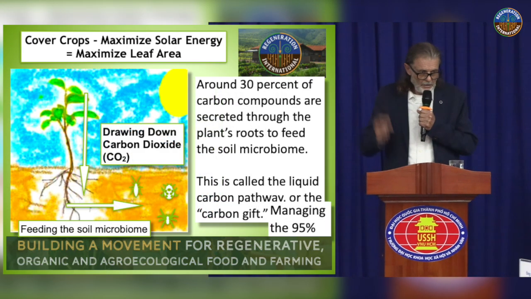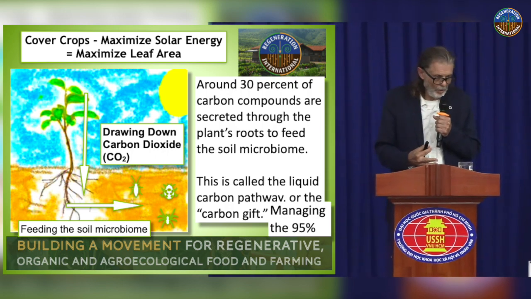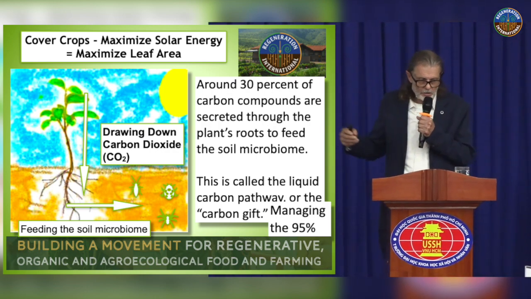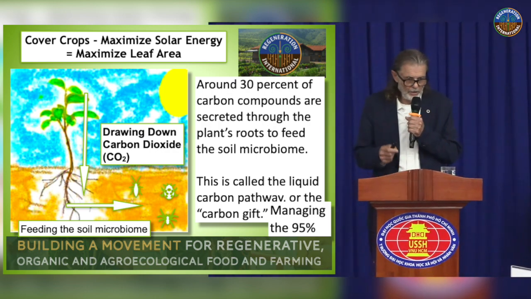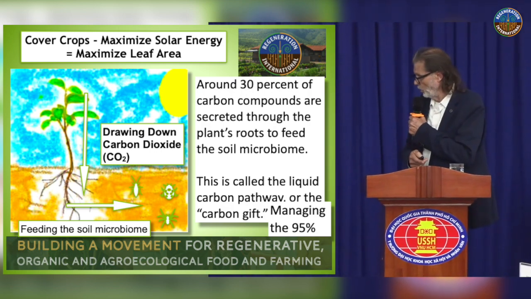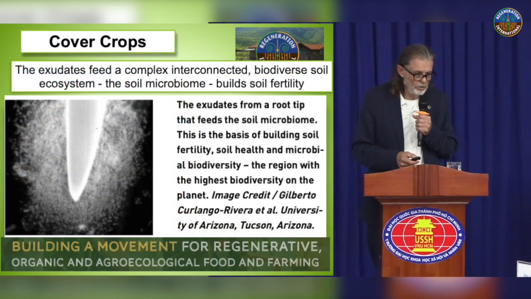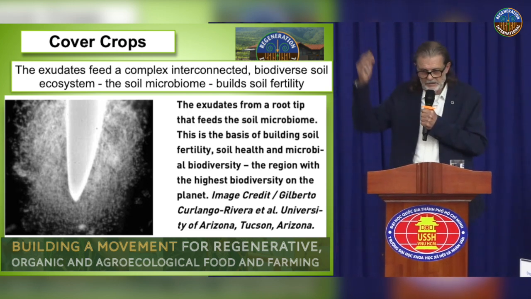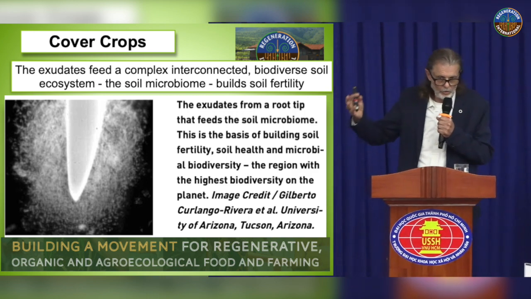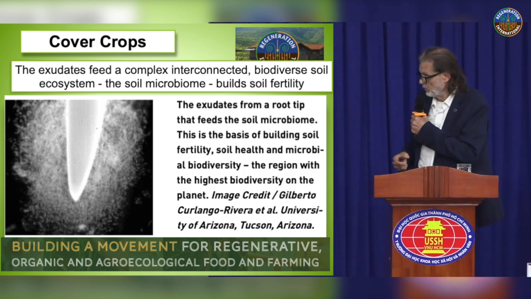When plants grow, they take about 30% of these glucose products, these organic molecules, and they feed the soil microbiome through their roots. And we call this the liquid carbon pathway, or the carbon gift. And this is a picture of these root secretions. You can see it from the root tip, these organic molecules that are made from glucose. And what they do is they feed the soil microbiome.